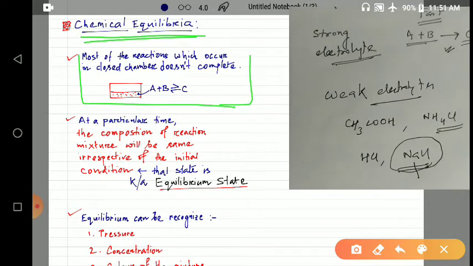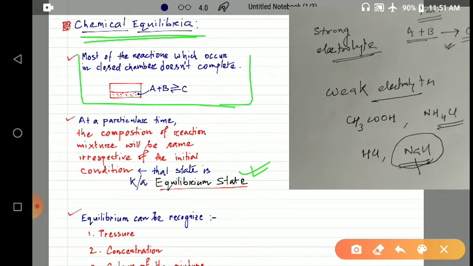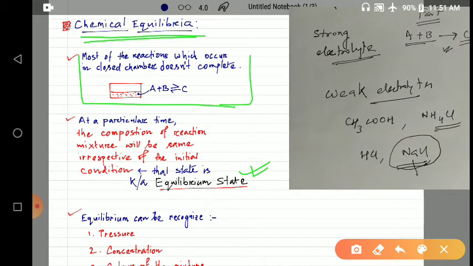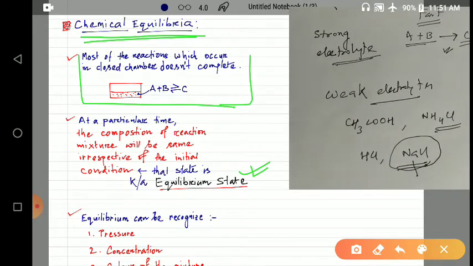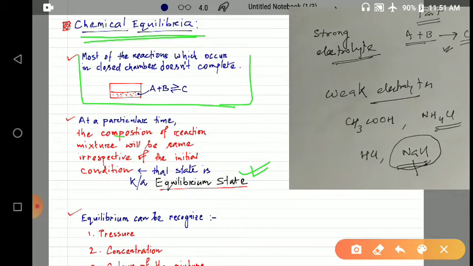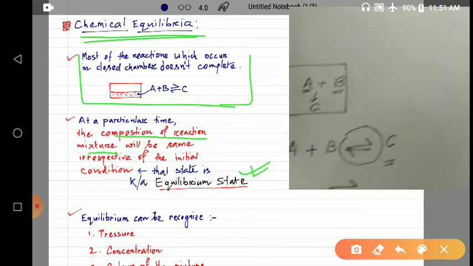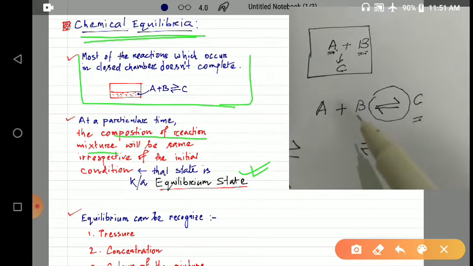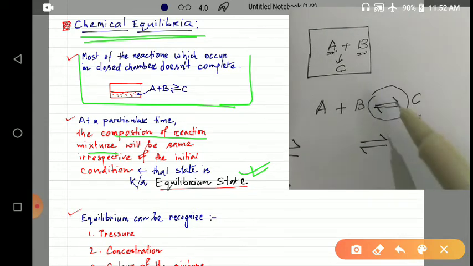Now here they also define the equilibrium state. So what is the equilibrium state? The equilibrium state is defined by using the composition of the reaction mixture. If you consider this reaction, then at some particular time the forward reaction rate is equal to the backward rate of the reaction. So at that time, the forward rate will be equal to the backward rate.